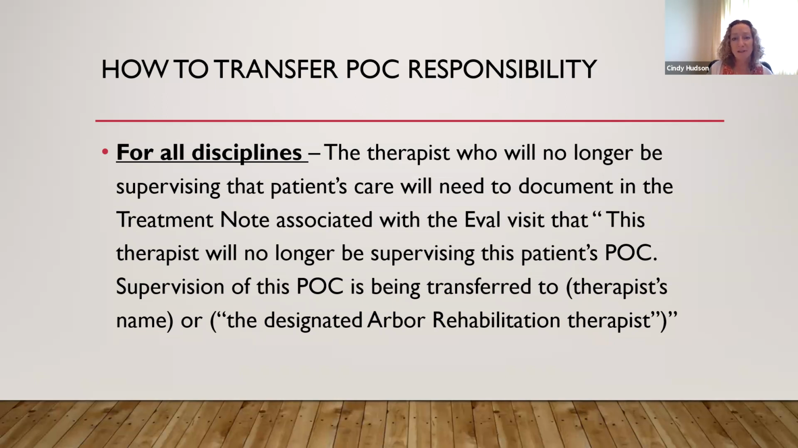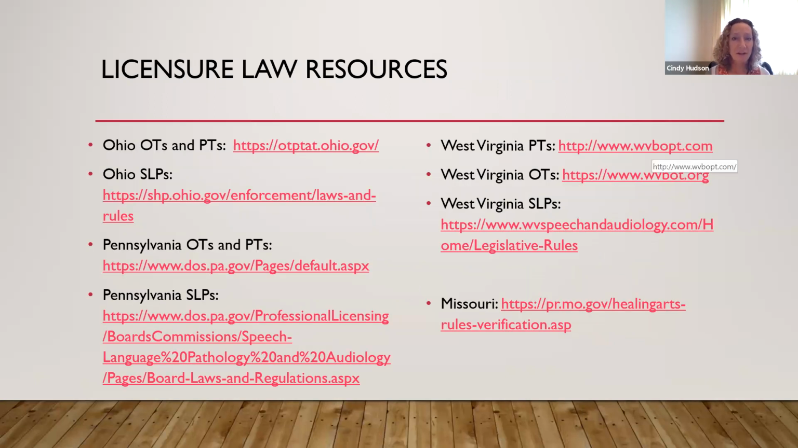Talking a little bit more about licensure laws, we do have all of the various states' licensure board regulations posted here, the links to those areas for Ohio, Pennsylvania, West Virginia, and Missouri. I will say that for the state of Ohio, for OT and PT, they did not make material changes for the 2021 year to the licensure regulations. Other states, you may want to carefully look over your regulations to be sure that you're in full compliance with any updates they may have made.